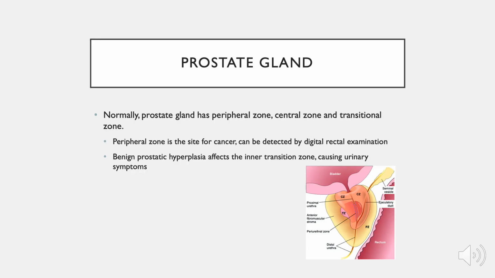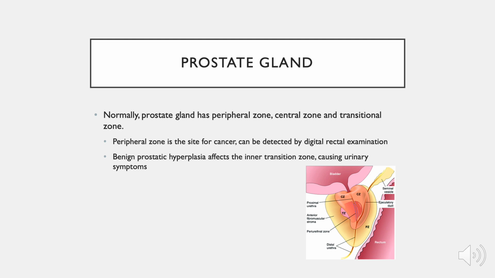The prostate gland normally has three zones: the peripheral zone, the central zone, and the transitional zone. This distinction is important because different diseases affect different zones of the prostate. For example, cancer typically affects the peripheral zone, while benign prostatic hyperplasia affects the inner transitional zone.